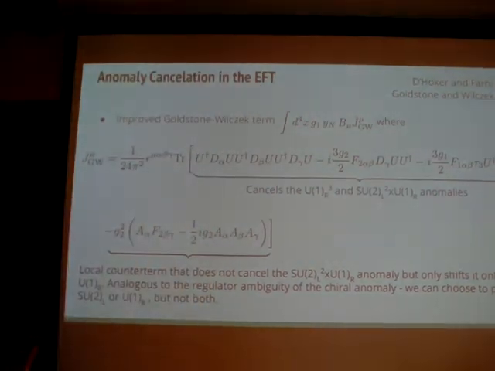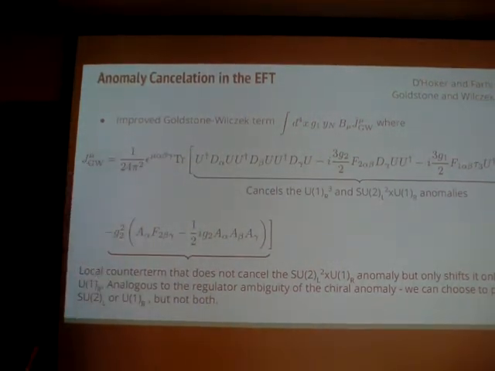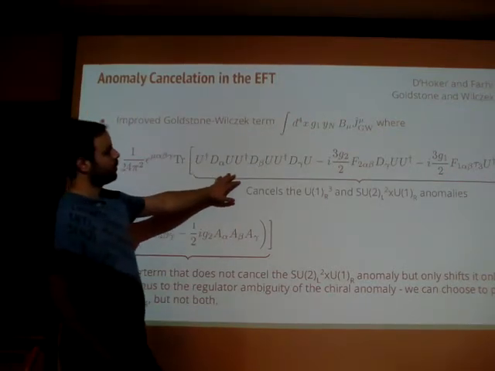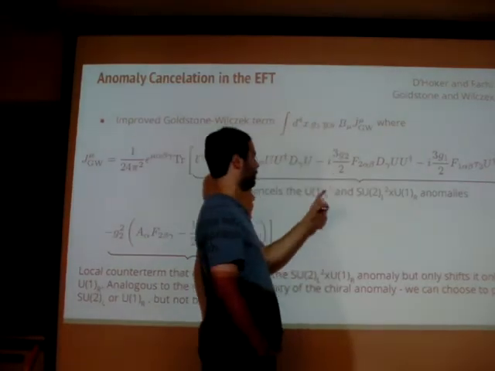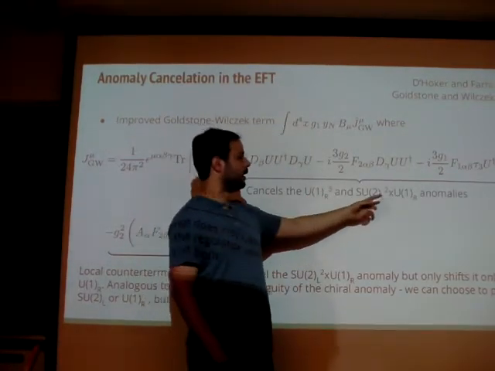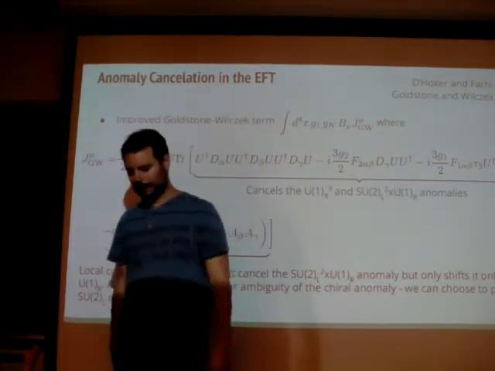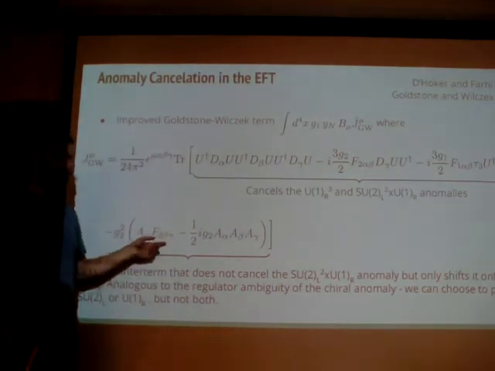The other term is what I call the improved Goldstone-Wilczek term. So that's a term that you can literally find out by integrating out the fermions. It's a little complicated, so I'm breaking it down for you. It has two kinds of terms. These kinds of terms are actually responsible for canceling the anomalies, canceling the U1 cubed and canceling the mixed anomaly. So why do we need this extra term?